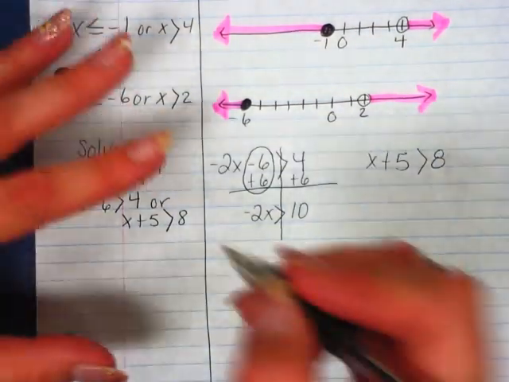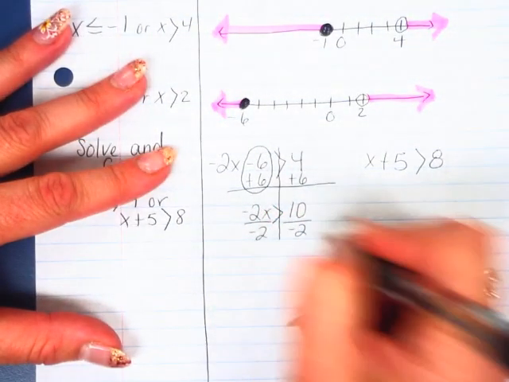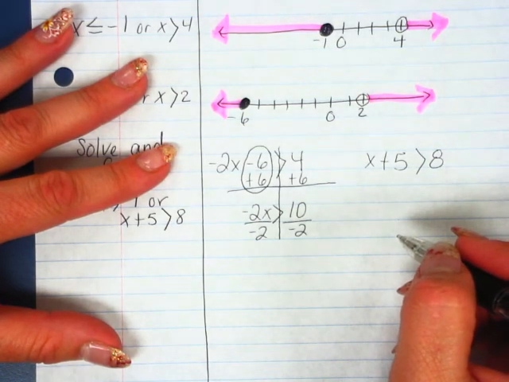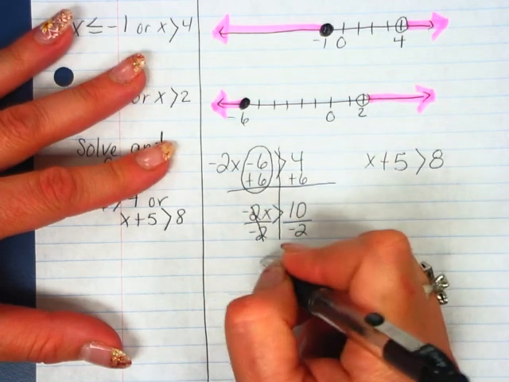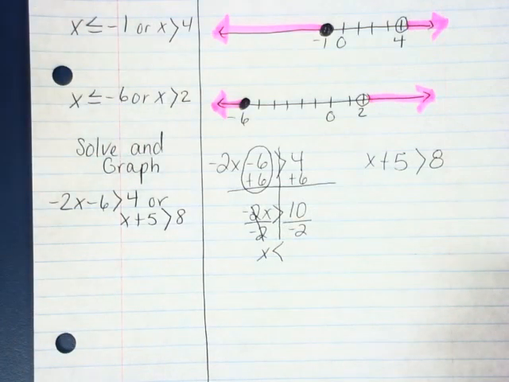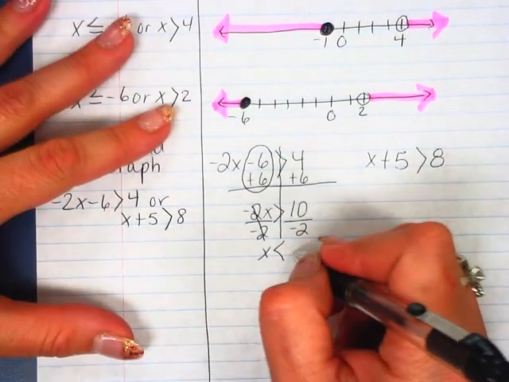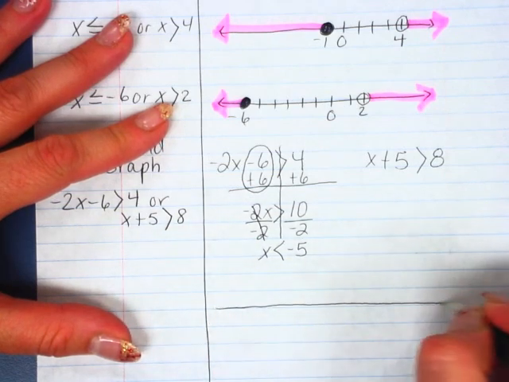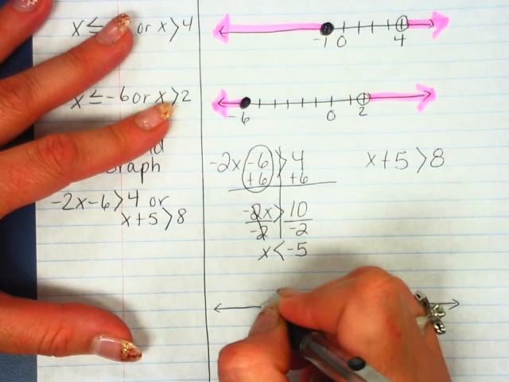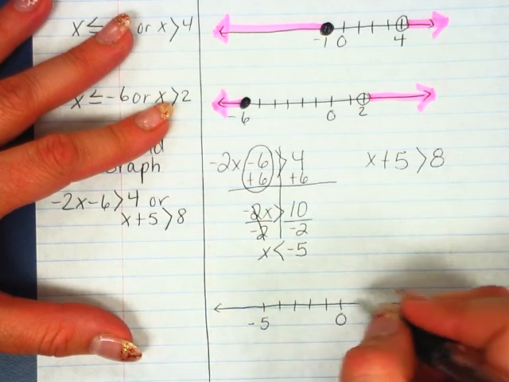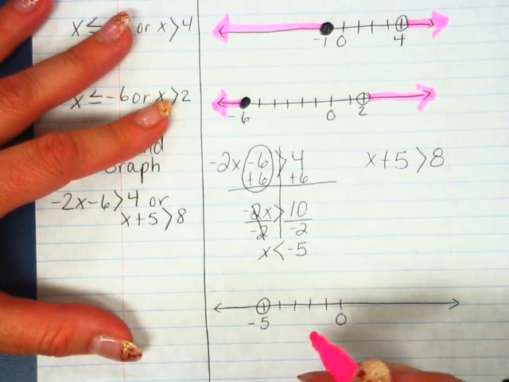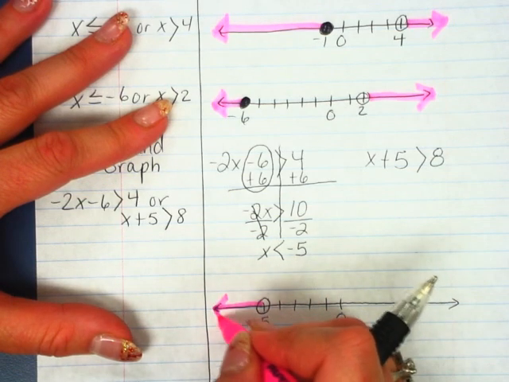Now we're going to be doing division. We're dividing by a negative 2. What happens when I divide by a negative 2? Negative 2 divided by negative 2 gives me 1x, but because I divided by a negative, I've got to switch my inequality. 10 divided by negative 2 would be negative 5. So I get ready with my number line. 0, 1, 2, 3, 4, 5. So negative 5. It's less than negative 5. Open circle, not closed, because there's no equals.